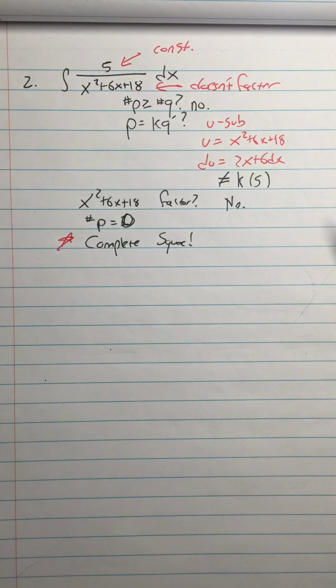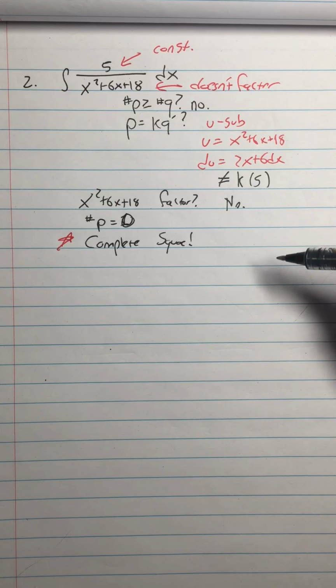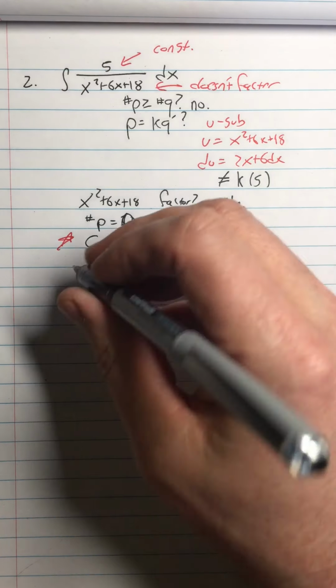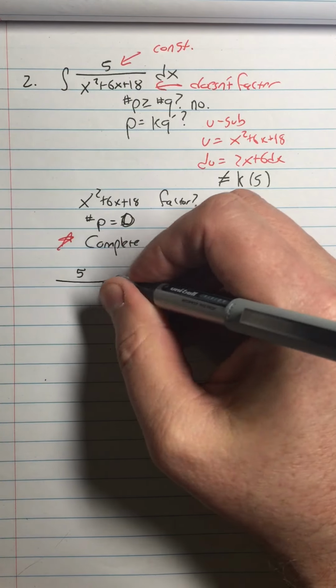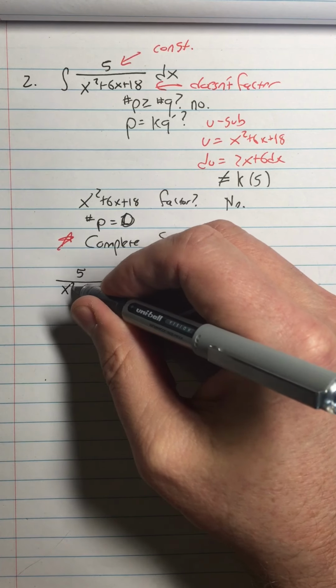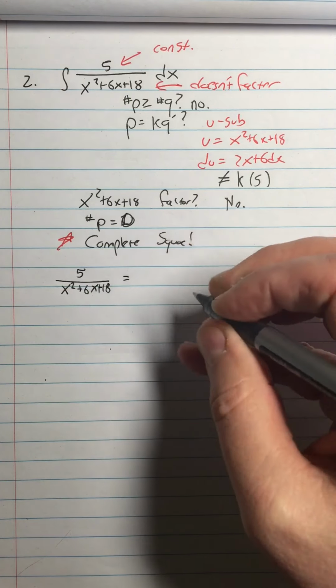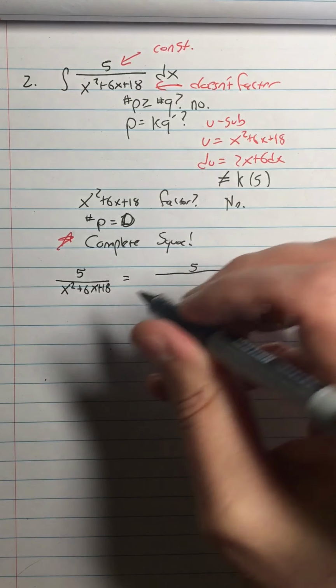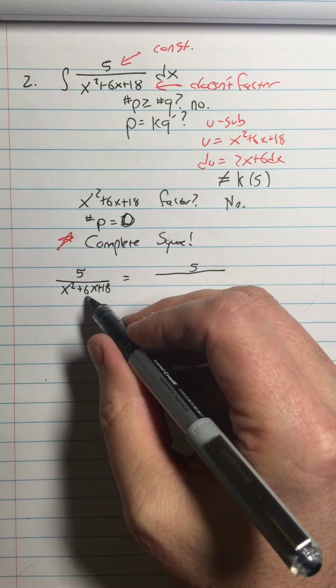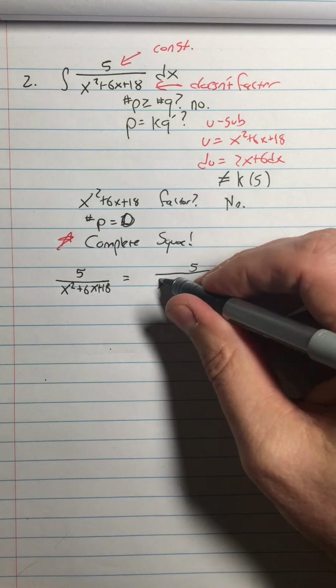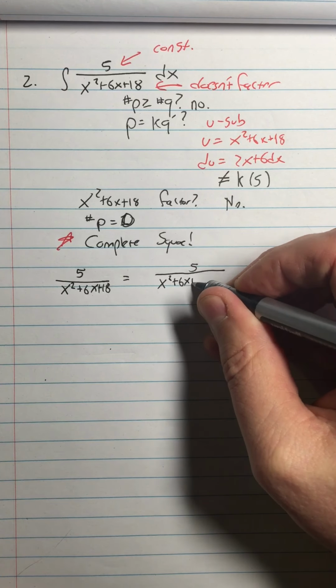All right, so on number 2, we've decided we're going to complete the square. So let's remember how we're going to do that. I'm just going to look at the integrand 5 over x squared plus 6x plus 18, which is equal to 5 over, so I want to do half of 6 is 3 and square it, and we get 9. So I'm going to have x squared plus 6x plus 9.